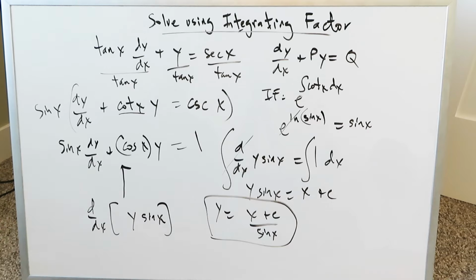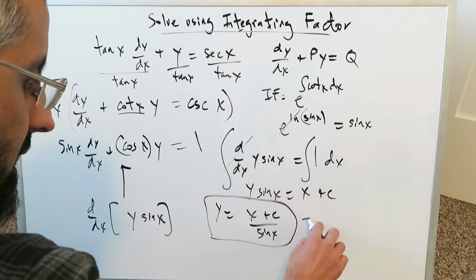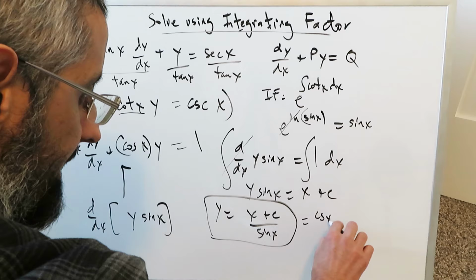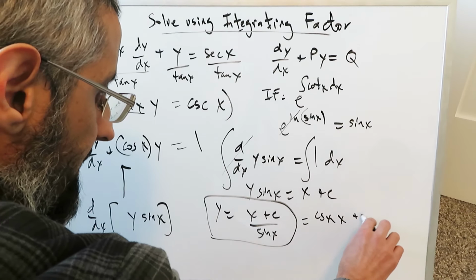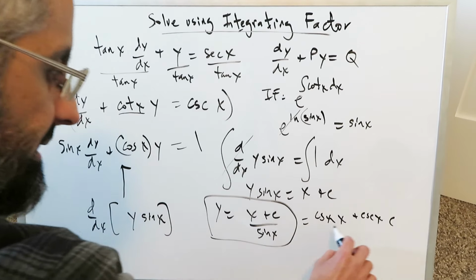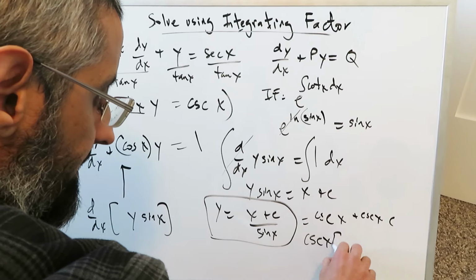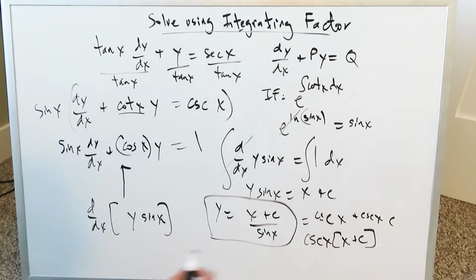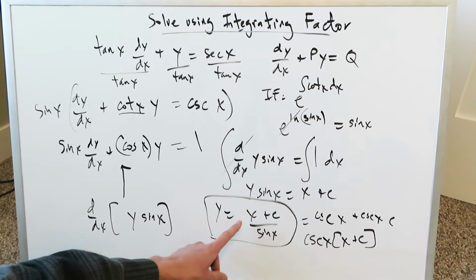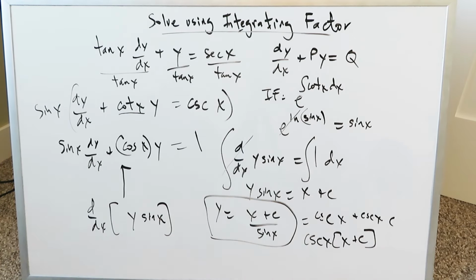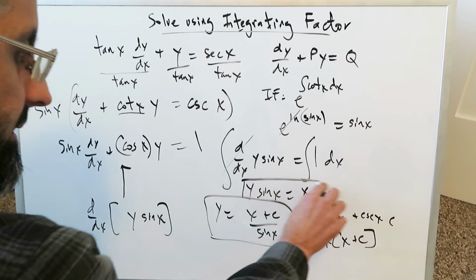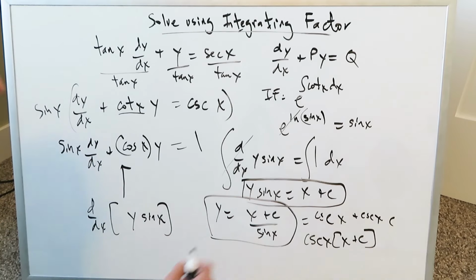You can do it right that way, or you can work it out some more. You can do cosecant x plus cosecant x c, and then if you want, you can just isolate cosecant x and then do x plus c, and that right there can be another way of expressing the same thing. But this right here is fine. This here is a good answer. Even some would say that this right here is an answer too: y sine x is equal to x plus c, and you could stop right there.